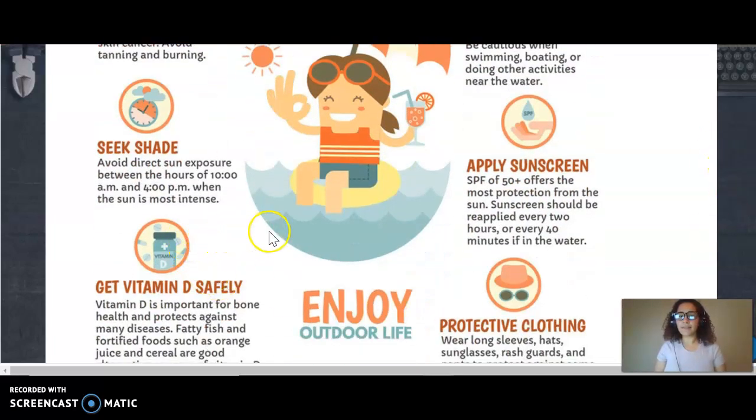So if you're outside between 10 and 4, that's going to be when the sun is most intense. So if you guys see some shade, you should definitely try to be in a shaded area between 10 a.m. and 4 p.m.